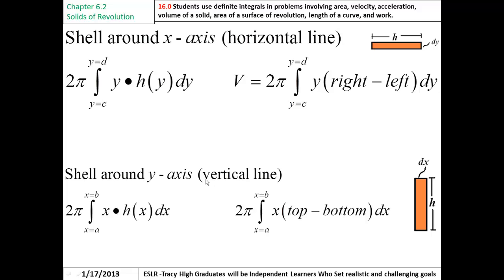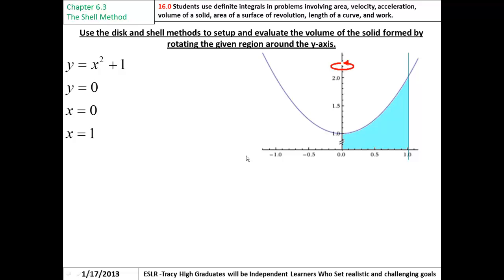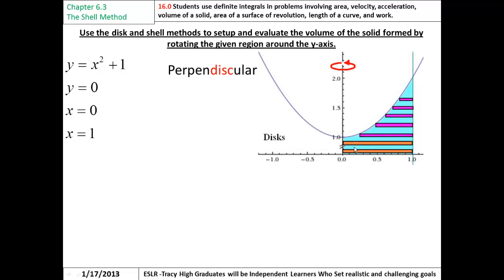That's really it. And so now we're going to do another example. Perpendicular. If you're using the disk method, you're going to have a bunch of things that are perpendicular to your axis of rotation, and it's going to be in terms of the same variable. We're rotating around y, and we put everything in terms of y.